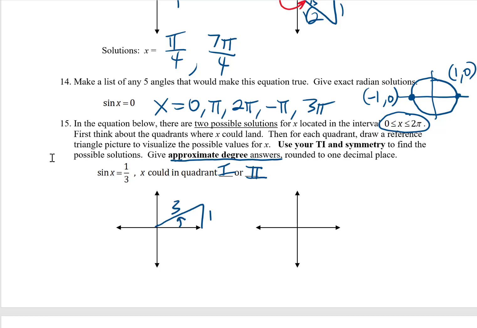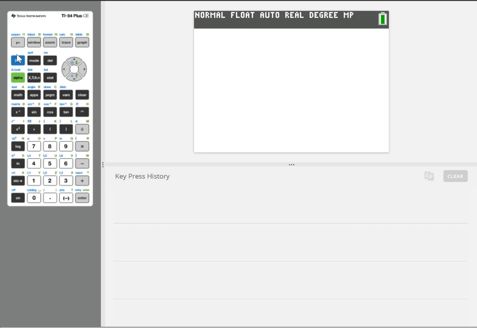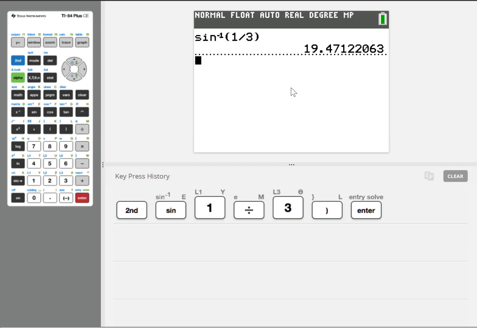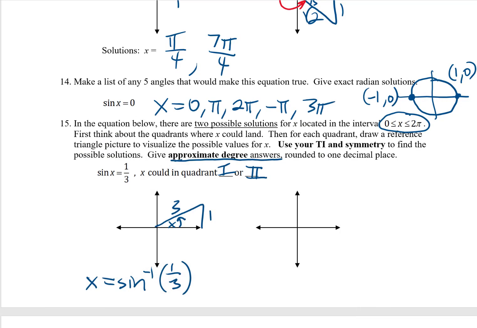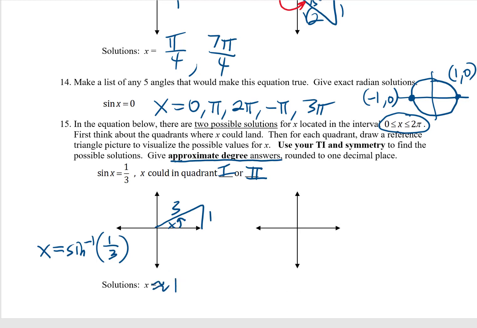So if I want to know what this little x right here is, I would just have to type in sine inverse of 1/3. Throw in the ratio, and the sine inverse function will tell me the first quadrant angle that goes with that ratio. Okay, I am in degree mode, which is what I want. And so I'll go sine inverse 1/3, and to one decimal place, that's about 19.5 degrees. So we'll say approximately 19.5 degrees. Now that's one of my two answers.